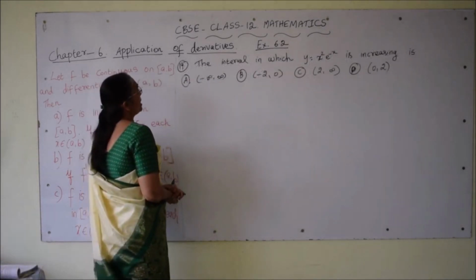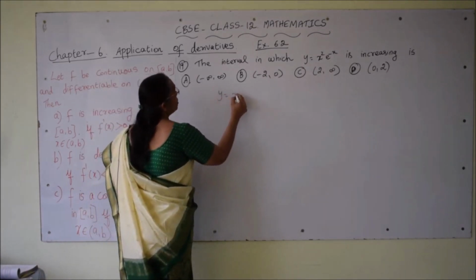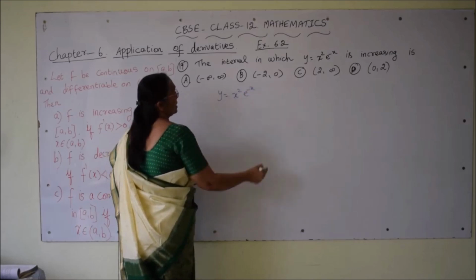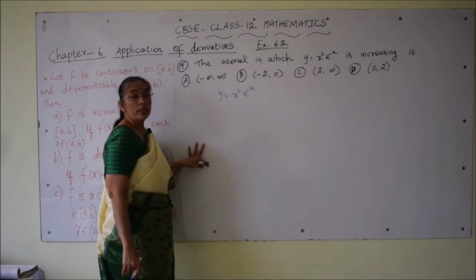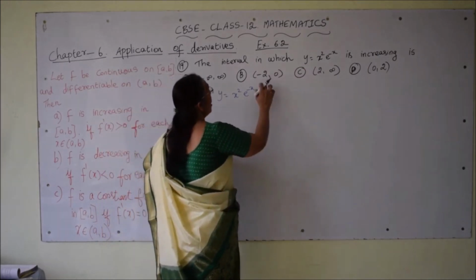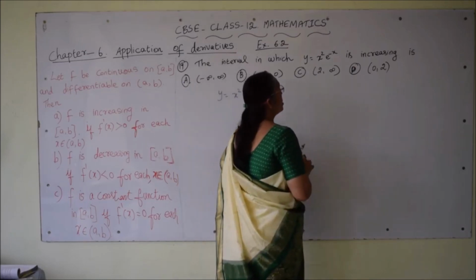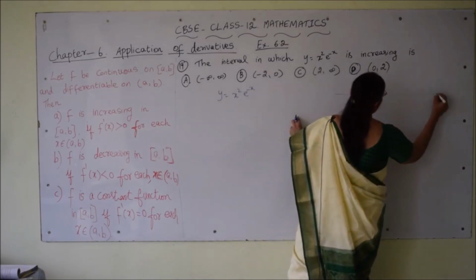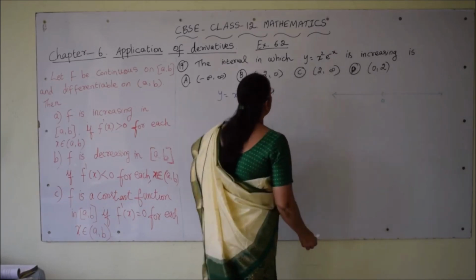Problem number 19. The interval in which y is equal to x square e power minus x is increasing is: option 1, minus infinity comma infinity, that is the whole real number system, or minus 2 comma 0, or 2 comma infinity, or 0 comma 2. So, among these, in which interval is the function increasing?